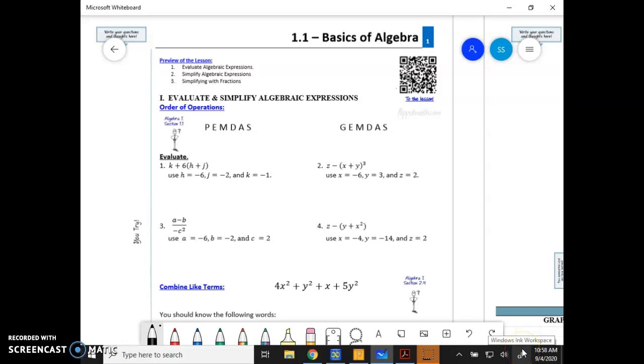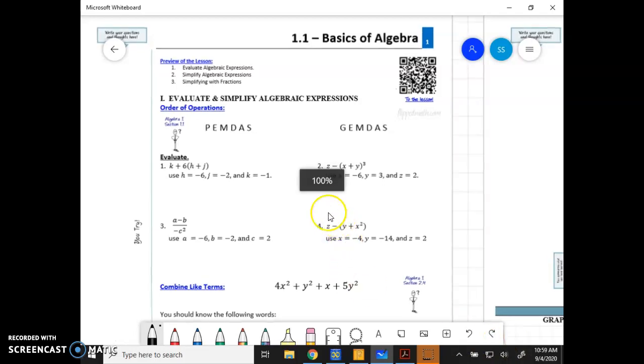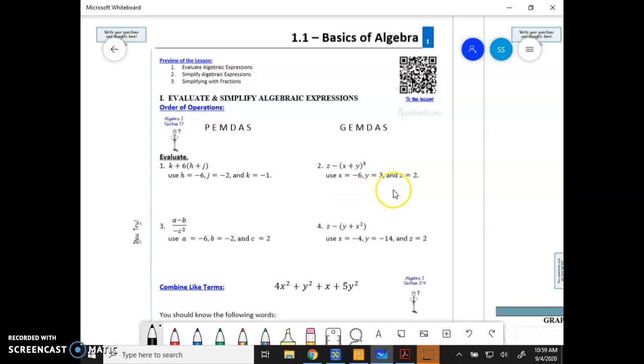Okay, here we go. This is the first real unit of Algebra 2. This is 1.1, but it's still kind of a review, just back to the basics of algebra. So, here's what we're going to be doing this lesson: evaluating algebraic expressions, simplifying algebraic expressions, and simplifying with fractions. So just quick little review here.